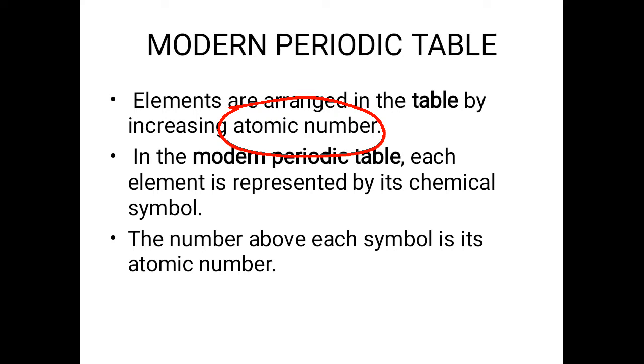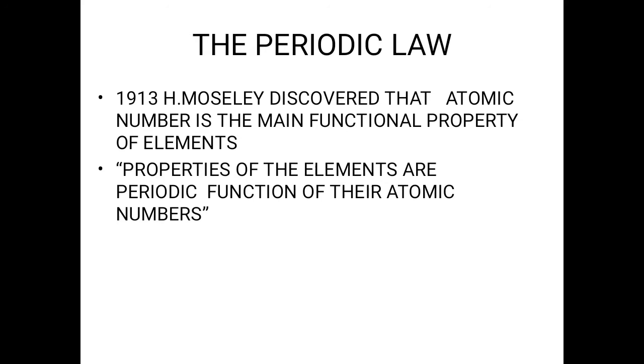In the modern periodic table, each element is represented by its chemical symbol. A chemical symbol is a shorthand abbreviation decided for each element, and each element has its own chemical symbol, and the number above each element or symbol is its atomic number. So these are the things which will be observed when we study the periodic table.